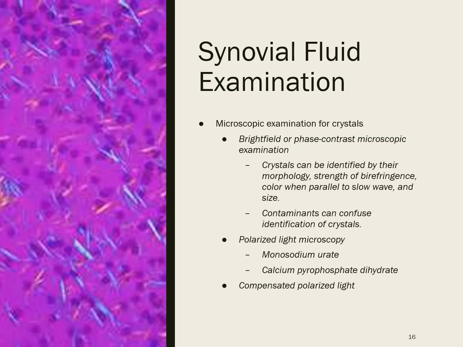One of the other things that you will do will be to look for crystals. So depending on how the crystal appears under certain polarized conditions will help you figure out if it is a monosodium urate or a calcium phosphate dihydrate. And so depending on what you find, the type of crystal that you find can help determine if the patient has something like gout.